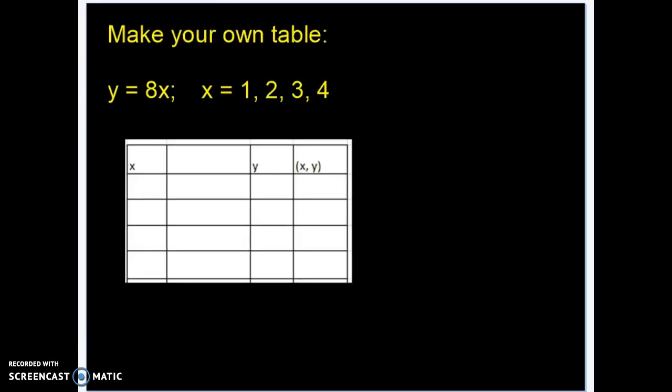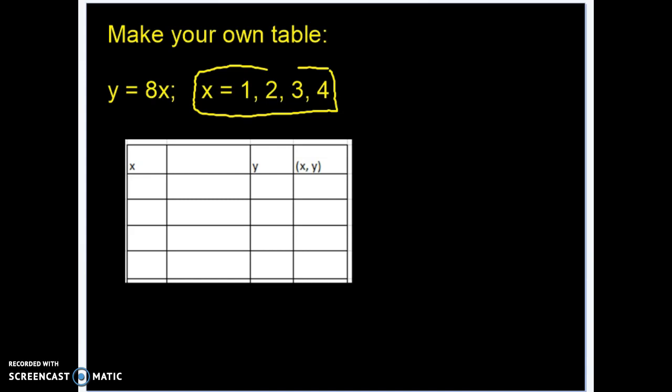Now go ahead and try this one on your own. So I'll start it off. You're going to do 8 times whatever x is. So we have 4 different possible x values, and then you have to figure out what the y value is. So we'll do the first one together.